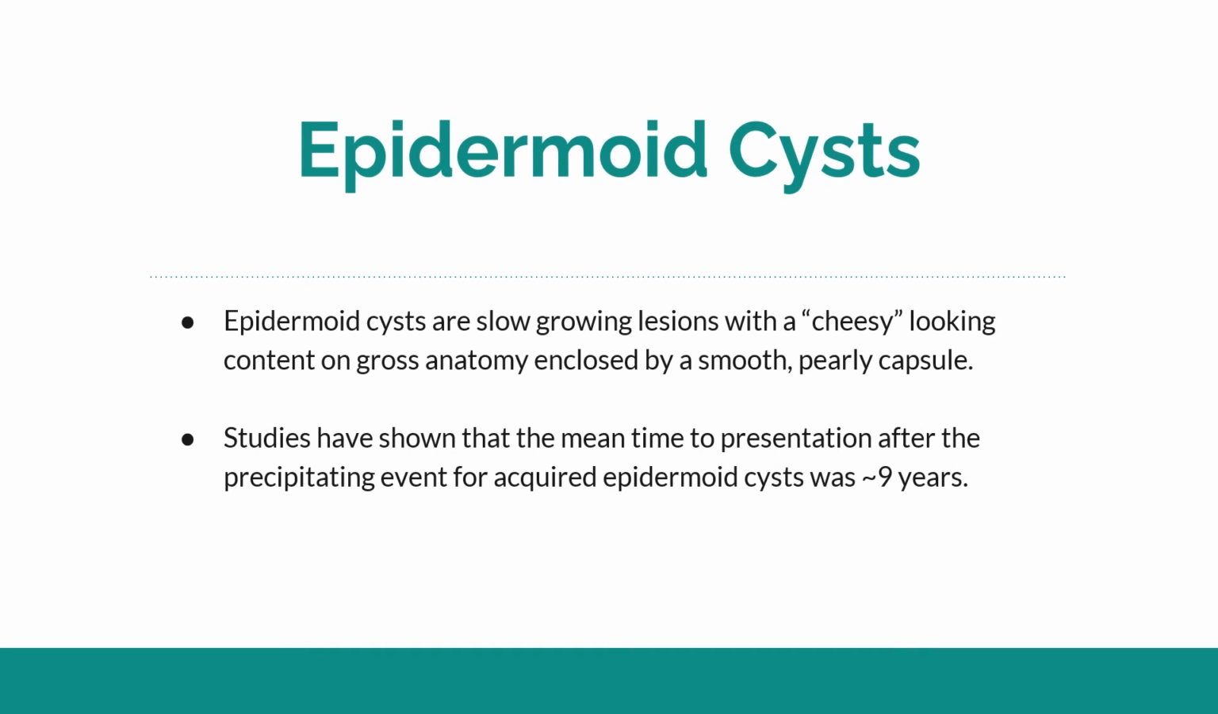Epidermoid cysts are slow-growing lesions with a cheesy-looking content on gross anatomy, enclosed by a smooth, pearly capsule. Studies have shown that the mean time to presentation after the precipitating event for acquired epidermoid cyst was roughly 9 years. These lesions grow in a linear fashion like normal human skin, rather than exponentially, as most tumors do. This explains the long-standing symptoms that patients typically complain about prior to presentation.